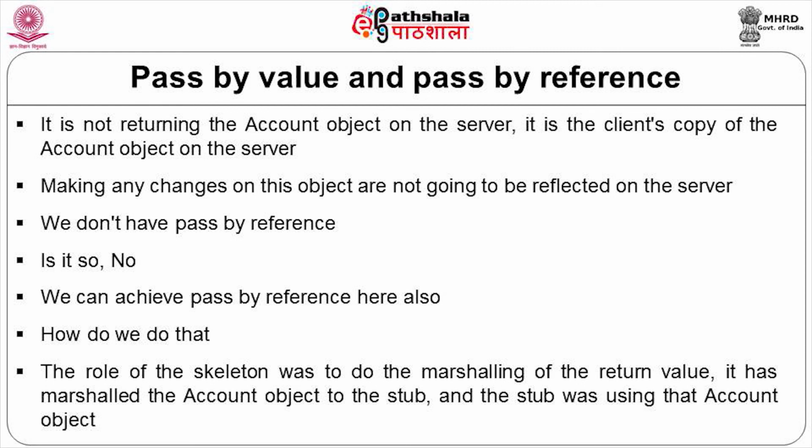Just imagine the role of the skeleton, what was it? It had to do the marshalling of the return value. It had marshaled the account object to the stub, and the stub was using that account object it received. So the client is able to use that same account object which has been marshaled, which had been unmarshaled by the stub and made available to the client. So that's a copy, yes.